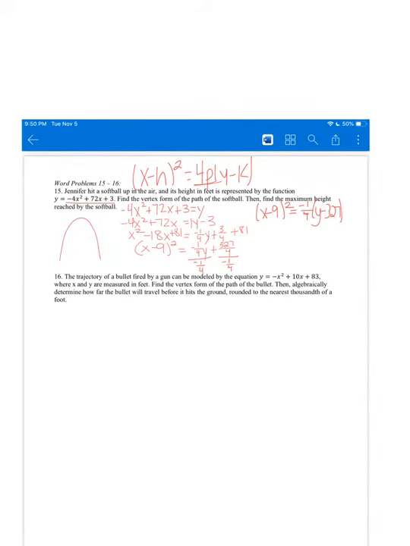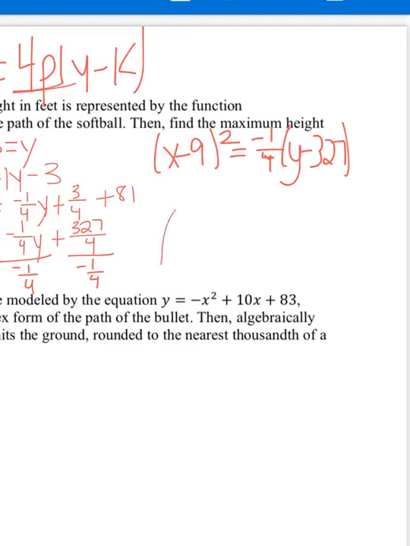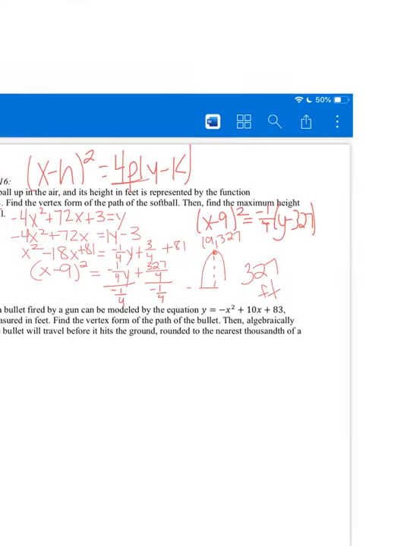So what this means, x, it doesn't tell you. So it just says it's height in feet. So x and y are both in feet. So if this is my parabola, the maximum here is 9, 327. It wants the maximum height. That's the y value. So your answer is 327 feet for the second part.